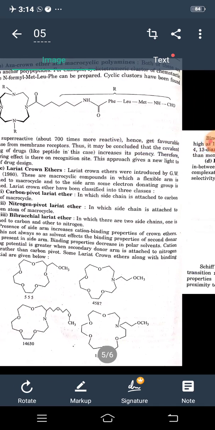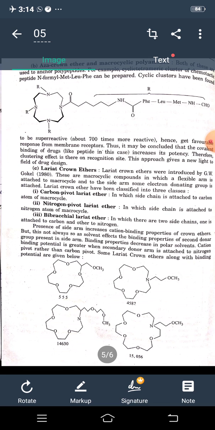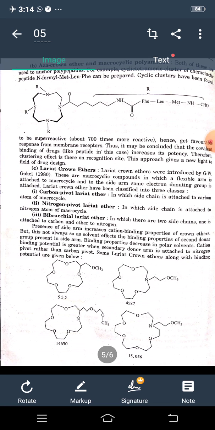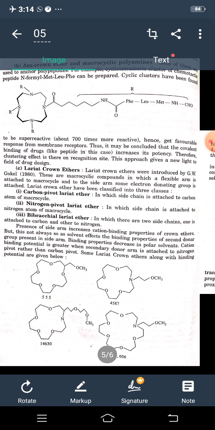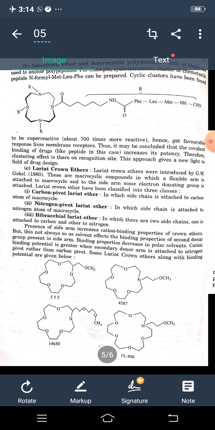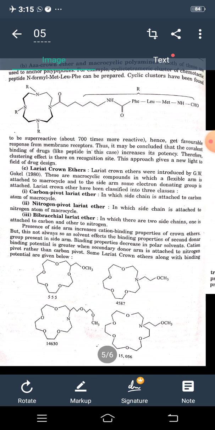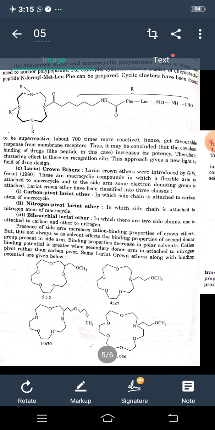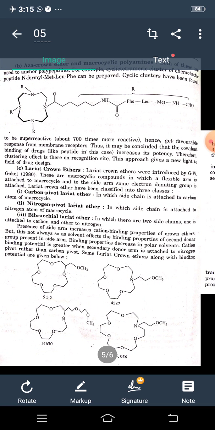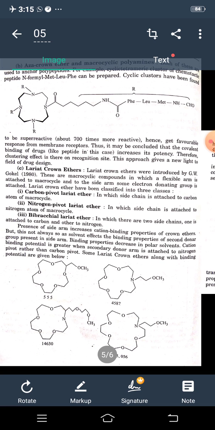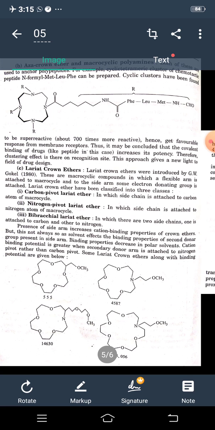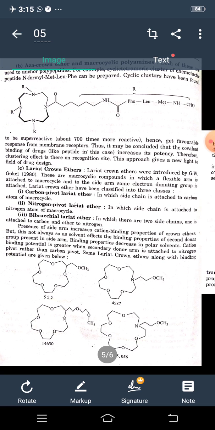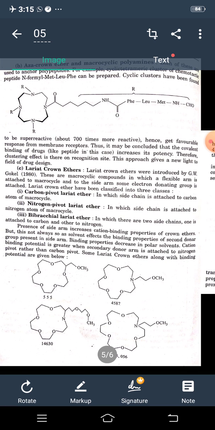So, secondly, we can talk about the lariat crown ethers. Lariat crown ethers were introduced by G. W. Gokel in 1980. These are macrocyclic compounds in which a flexible arm is attached to the macrocycle, and to the side arm some electron donating group is attached. Lariat crown ethers have been classified into three classes.